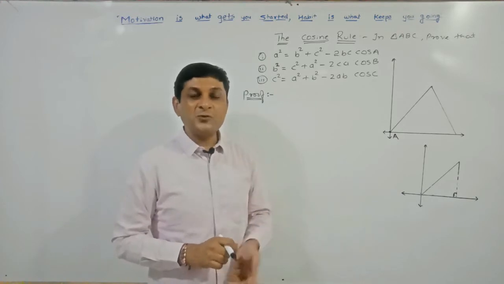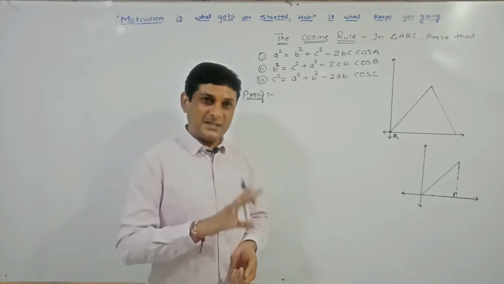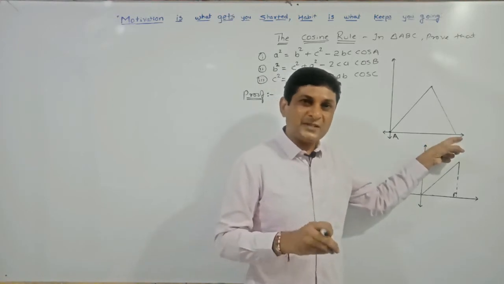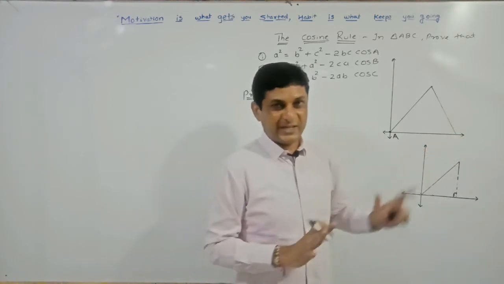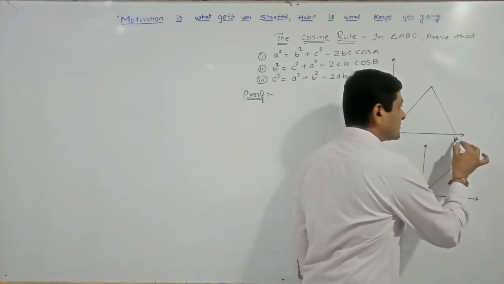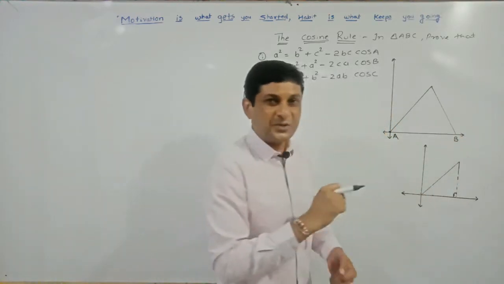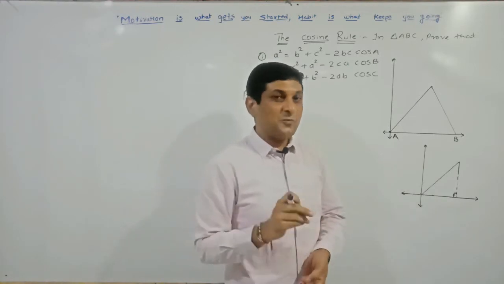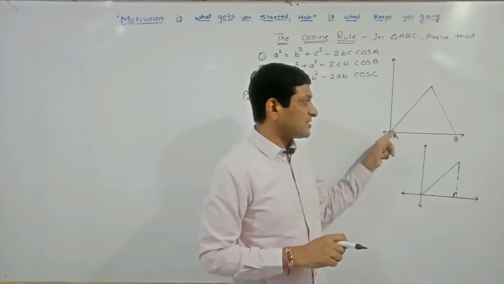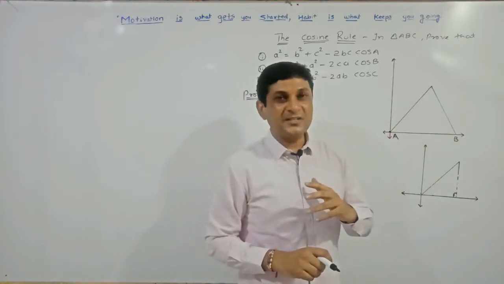Now which are the remaining two vertices? B and C. So either we are able to take B on the positive direction of x-axis or C on the positive direction of x-axis, that is our choice. As it stands here, I am taking the vertex B along the positive direction of x-axis. Now which is the remaining vertex? Vertex C.